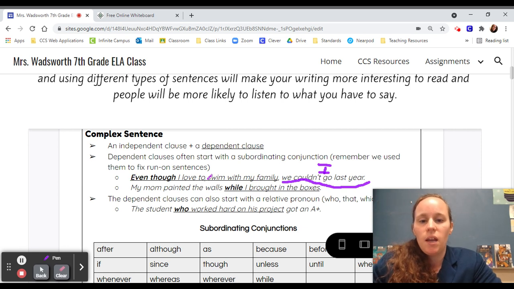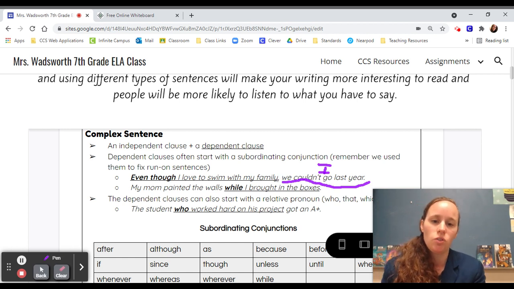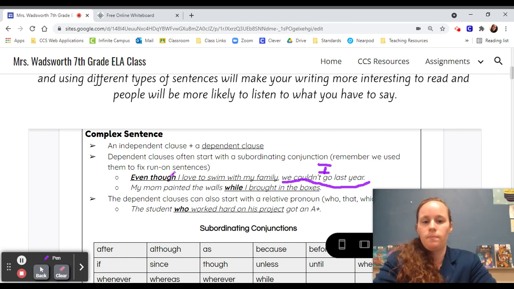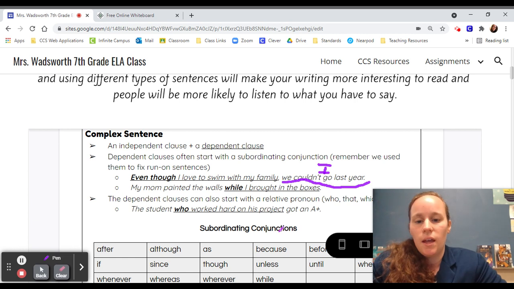And this is your dependent clause, this underlined part. That's why I have it underlined here. That is your dependent clause. It's your fragment. It doesn't make sense on its own. Even though I love to swim with my family. You're like, okay, you need more than that. And notice there's that subordinating conjunction, even though. So right there, and they're down here.